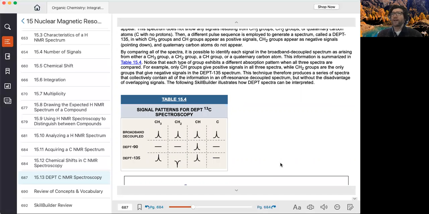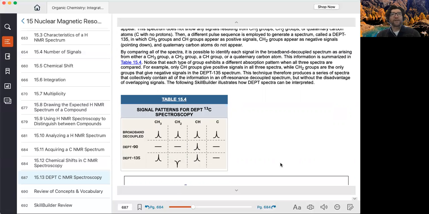However, if you run a DEPT-90 experiment, only the CH resonances, meaning only carbons that have exactly one bond to a hydrogen, show up as a positive resonance. All the other resonances disappear. So in this way, you can find which carbons in your molecule have a CH resonance.